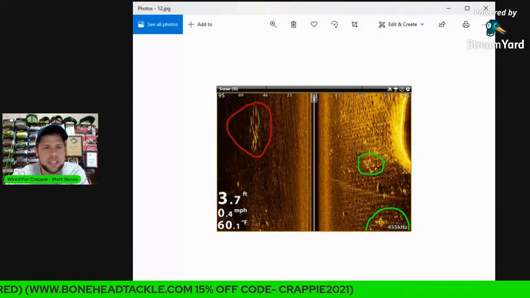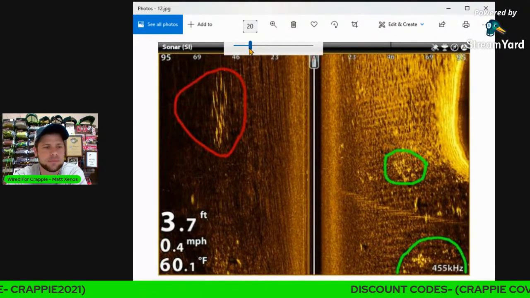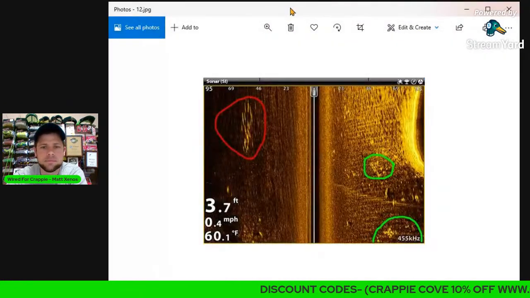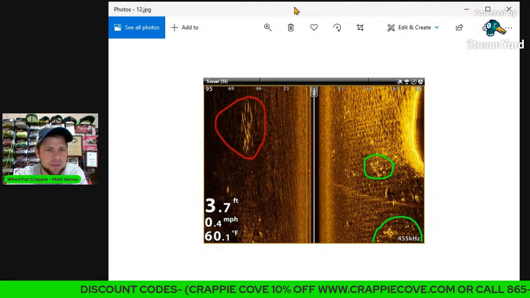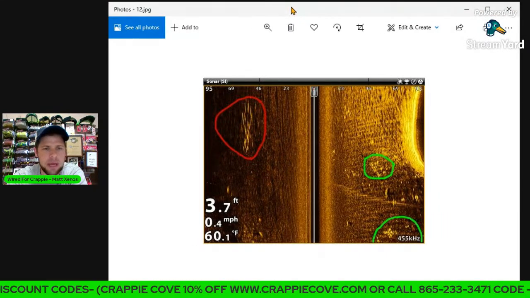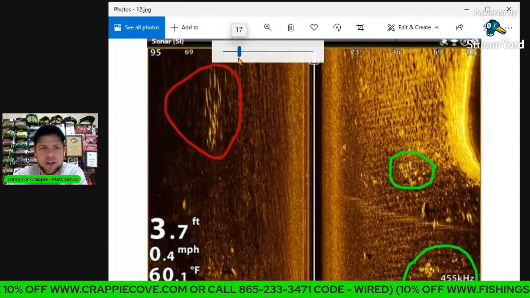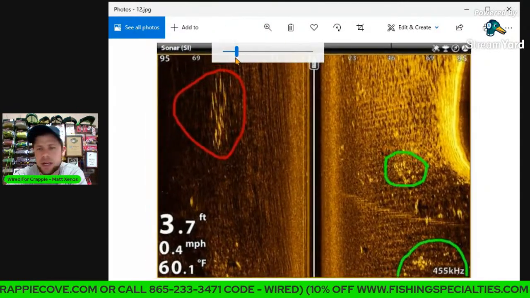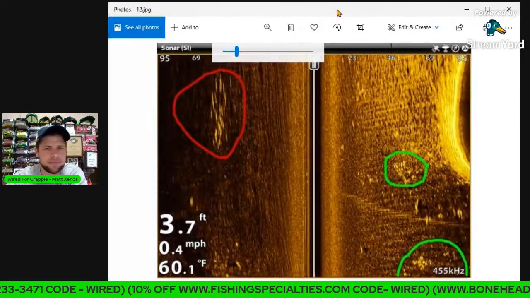All right, so this side imaging photo here is obviously off a Humminbird. It is not one of mine. But I used to run Humminbirds. I ran Humminbirds for years, and I won't say anything bad about a Humminbird, all you Humminbird guys out there. They just don't fit my eye as well as Lowrance does, but they're still good units.